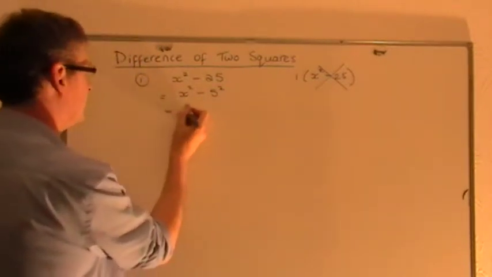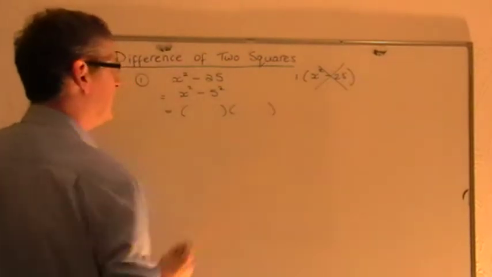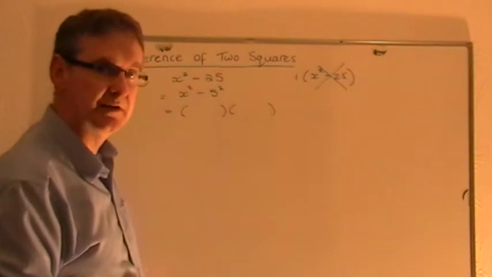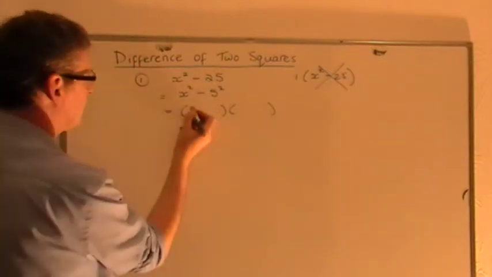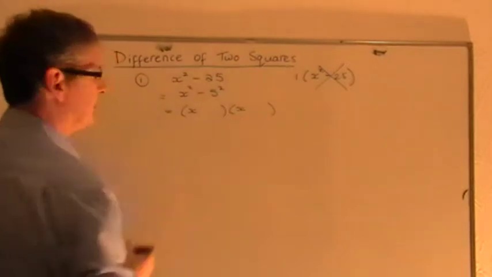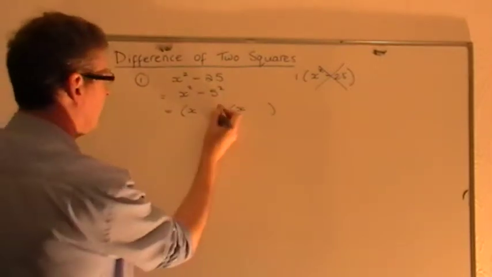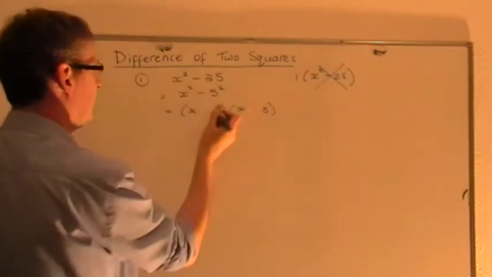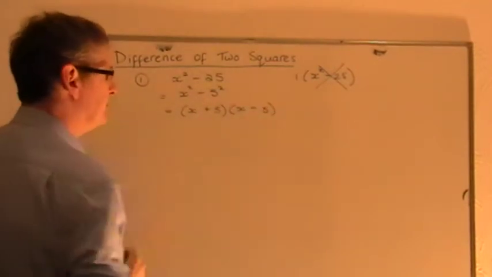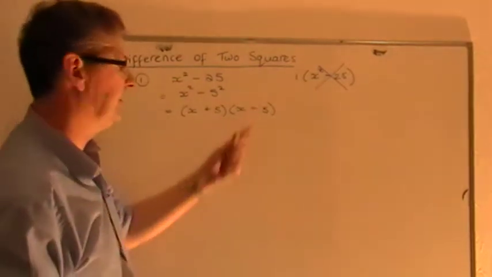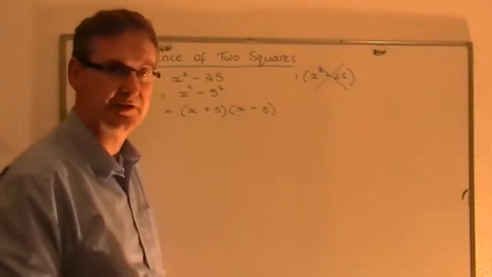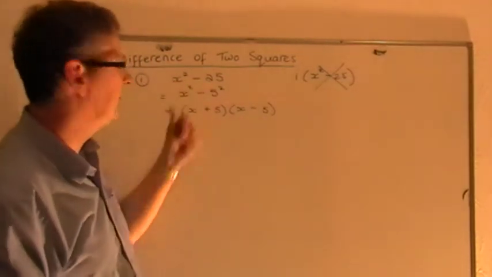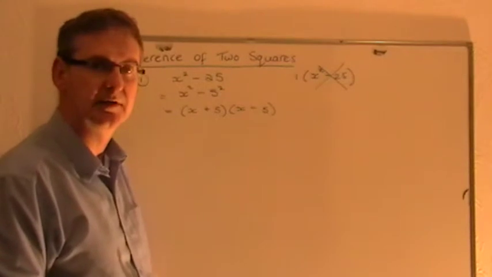If it's the difference of two squared terms, then there is an automatic pair of double brackets that you just write down for the two factors. If it's x squared, you just have x and x. If it's 5 squared, you put 5 and 5. And if it's x squared minus 5 squared, one's a plus and one's a minus. And that's it. You could put the signs the other way around, the minus first and the plus second. But that's it. If you were to expand that out, you would find that you'd get x squared minus 25.